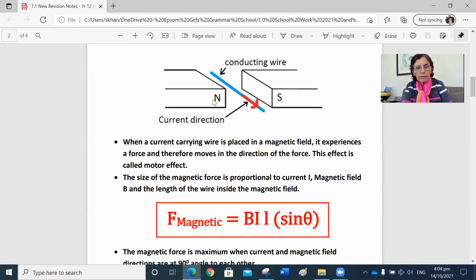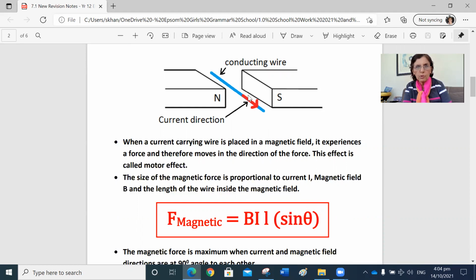Now, if there is a 90 degrees angle between the direction of the current and the magnetic field, then the force will be maximum. And if this wire is parallel, in the same direction as the magnetic field due to the magnet, then there will be no force. Or in other words, sin theta is involved. So that's the formula. How do we find the direction?